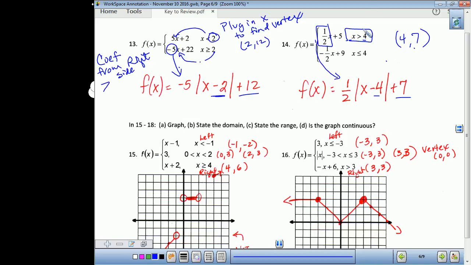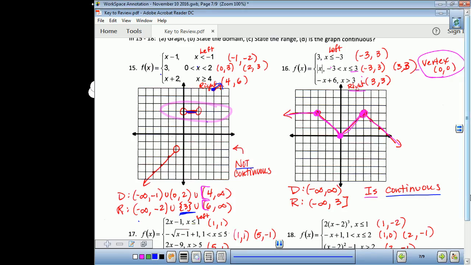So once again, step 1, plug in. Half of 4 is 2. 2 plus 5 is 7. Put in your 4. Put in your 7. You're using the coefficient of the right side, positive 1/2. Are we good? All right.